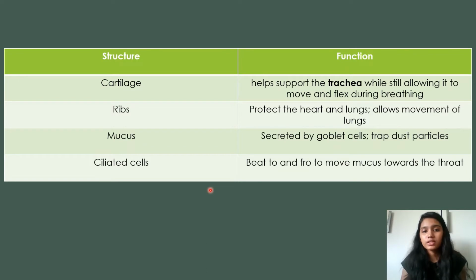Then you have mucus. Mucus is secreted by goblet cells. This is extremely important to know. So goblet cells secrete mucus. Mucus is a thick, sticky liquid. This liquid traps pathogens and dust particles. When you cough, you feel that phlegmy kind of thing. That's mucus. So basically, you have ciliated cells, as mentioned here. These have cilia, which are hair-like projections, which beat or move to and fro to move this mucus towards the throat, which can then be swallowed.